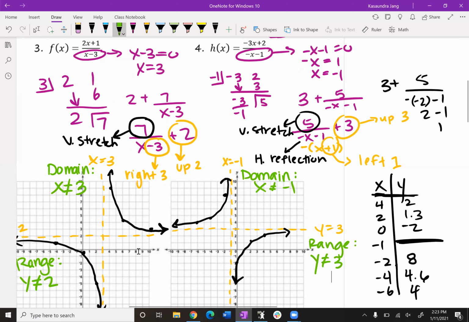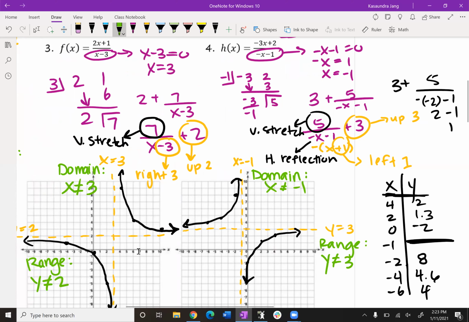Do I have any questions before I move on? There's one more problem. I'm not even going to solve it. I just want to point something out on it. Do you guys have any questions on this? What are the domain and range for number 3? Oh, wait, never mind. Sorry. Okay, so we're good?